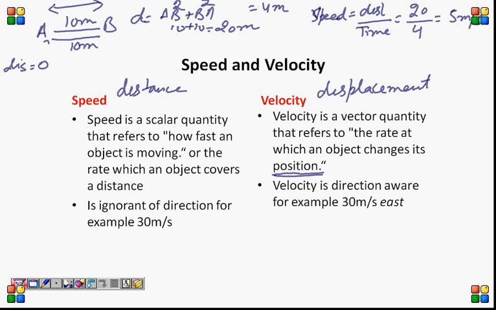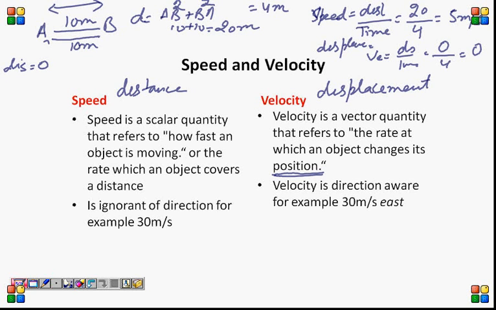But in the same case, the displacement is 0, so the velocity is equal to displacement by time, which is 0 divided by the total time taken, which is 4. So the overall velocity would be 0 here. Let's not dig deep into it because we are going to discuss it in depth in the next coming slides.